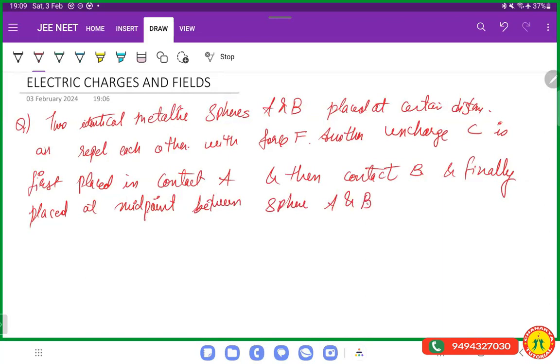Spheres A and B. The force experienced by sphere C will be... so what could be the answer?